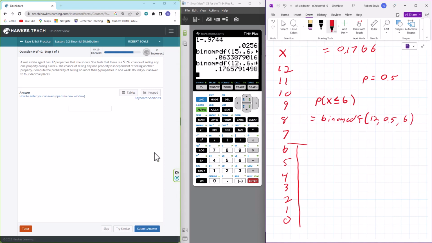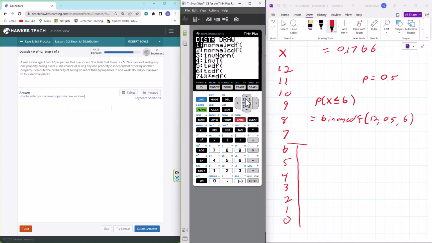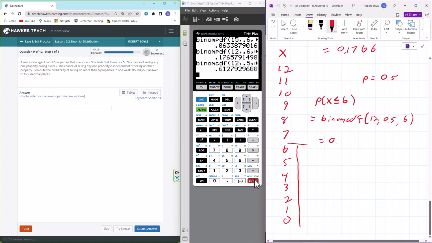So let's go ahead and do that. Second distribution, find binomial CDF. Hit enter. Okay, number of trials, 12. Probability, 0.5, x value is 6. And we have 0.61279. Our fifth decimal place is a 9, so this is going to round to 0.6128. That should be our answer.